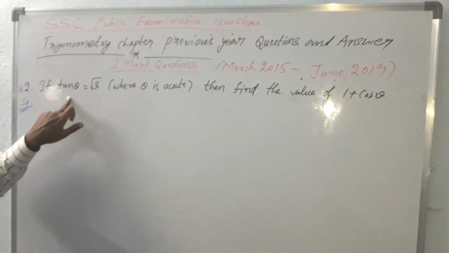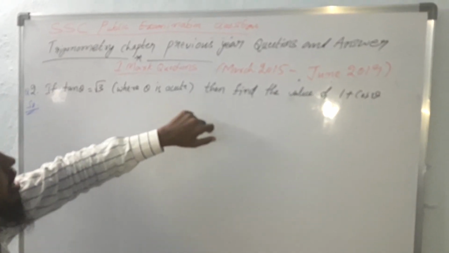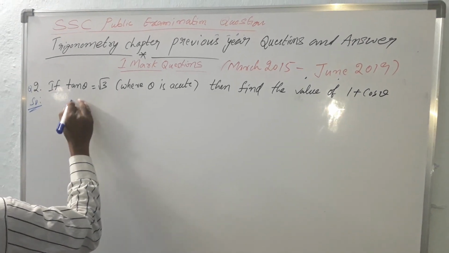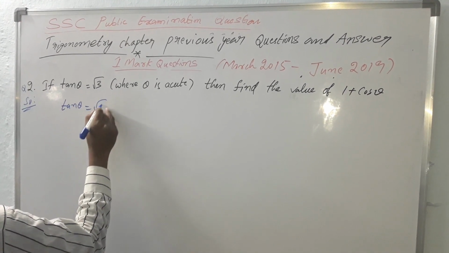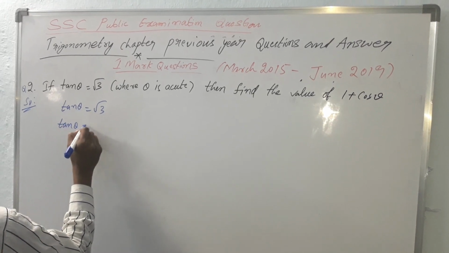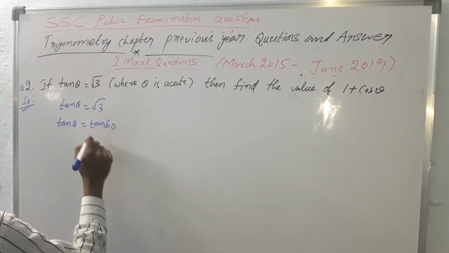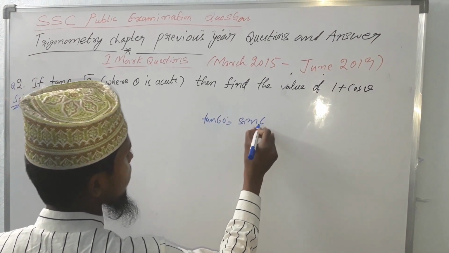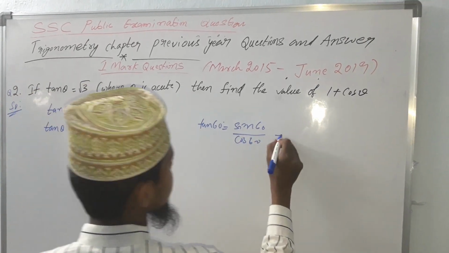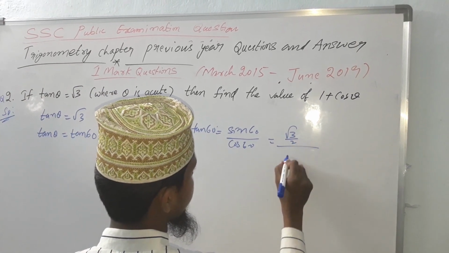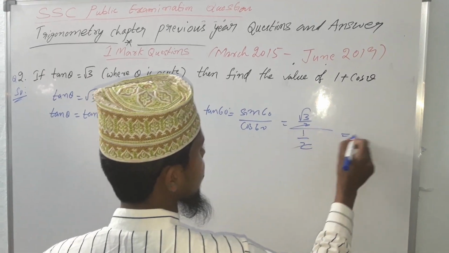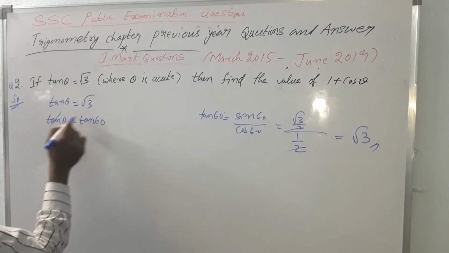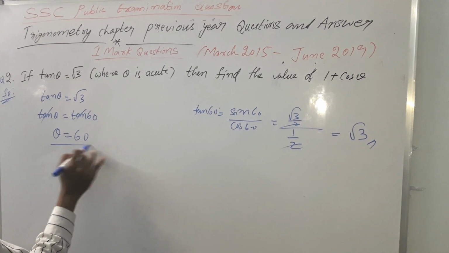Now the second question is, if tan theta is equal to root 3, where theta is acute, means below 90, then find the value of 1 plus cos theta. You have to take tan theta is equal to root 3. That means tan theta is equal to tan 60. How is it? Tan 60 is equal to sin 60 by cos 60. Sin 60 is root 3 by 2. Cos 60 is 1 by 2. 2 cancels. Answer is root 3. Tan 60 is root 3. Tan cancels. Theta is equal to 60 degrees.